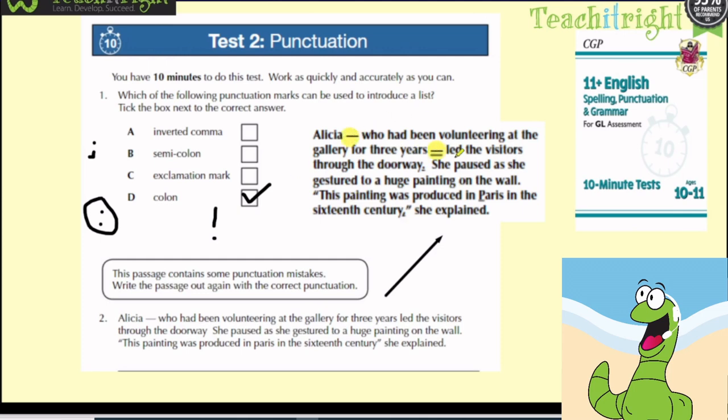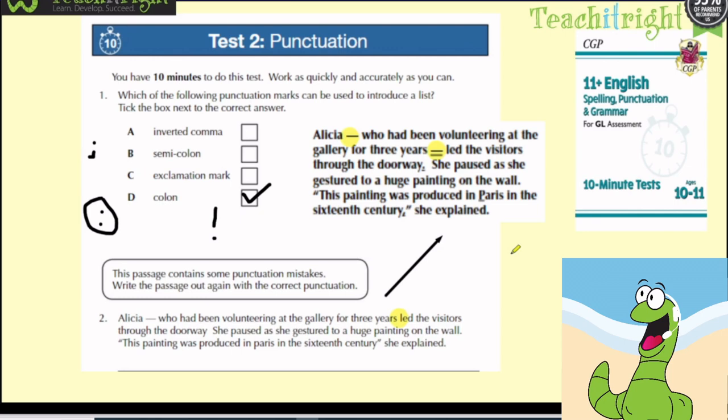So what we have here are dashes to indicate a subordinate embedded clause. You can use these instead of commas or brackets. So when you're showing parenthesis, you can use dashes, commas, or brackets. As you can see, the second one was missing in the original paragraph. Alicia, who had been volunteering at the gallery for 3 years, led the visitors through the doorway.